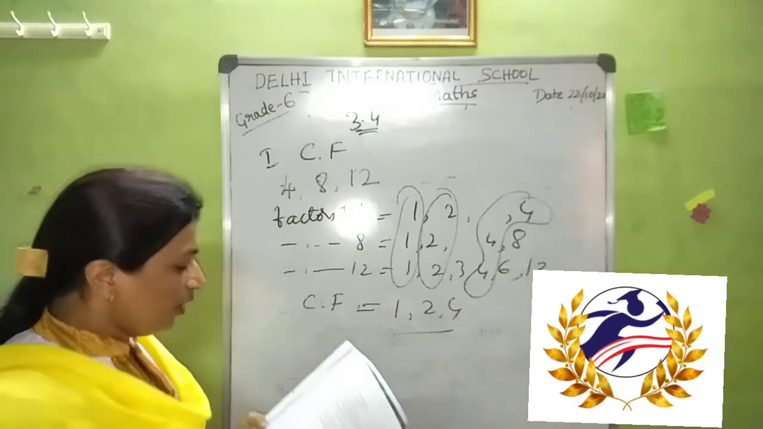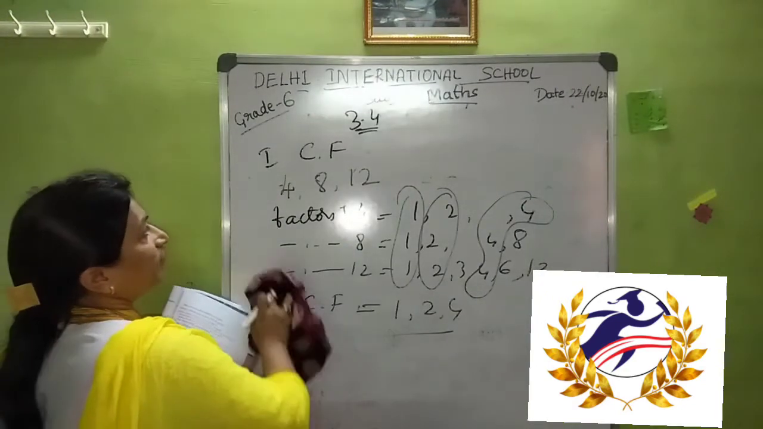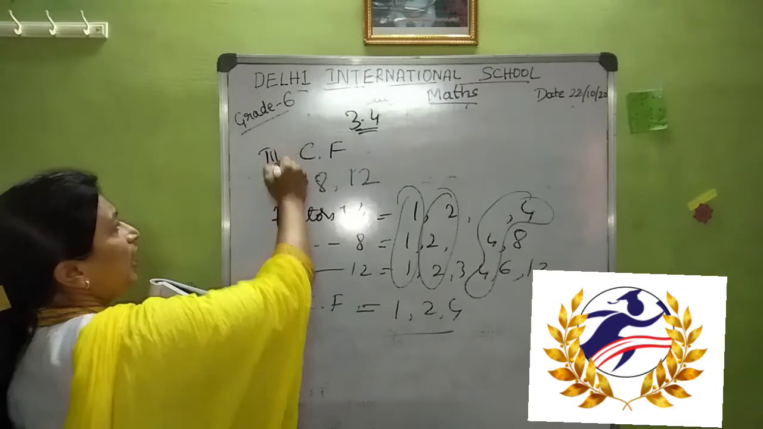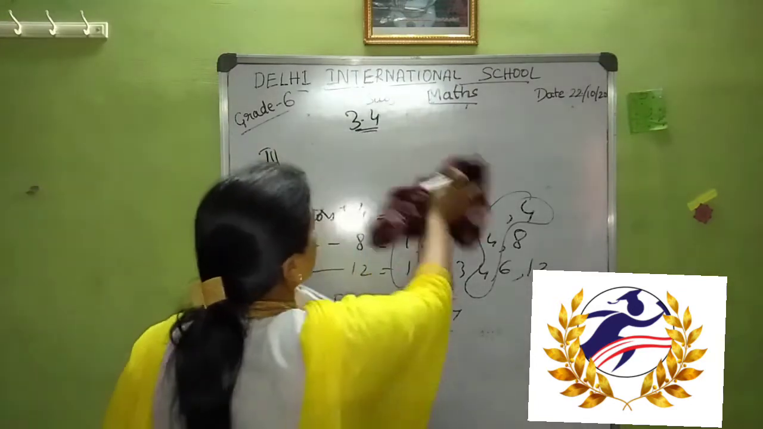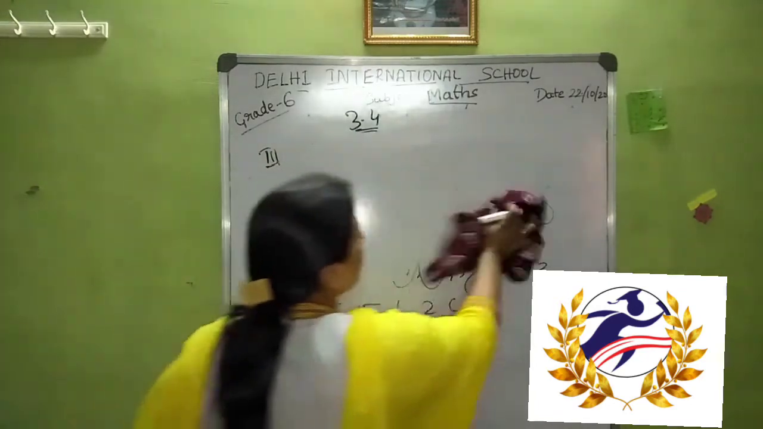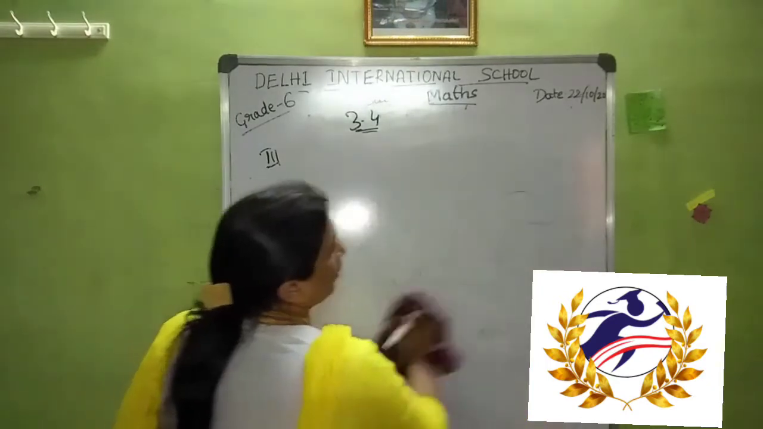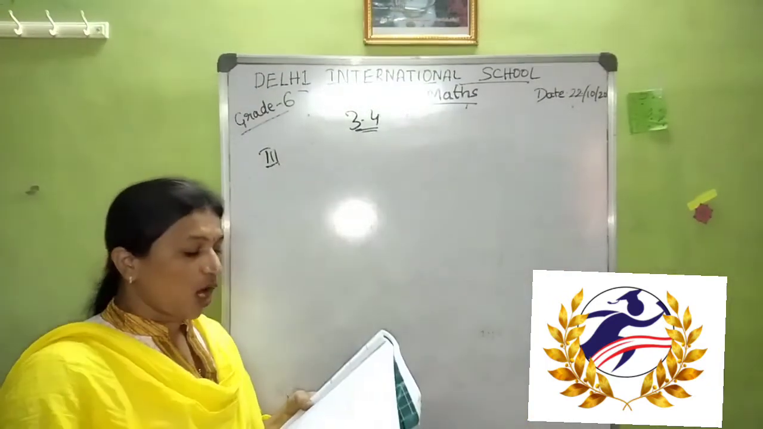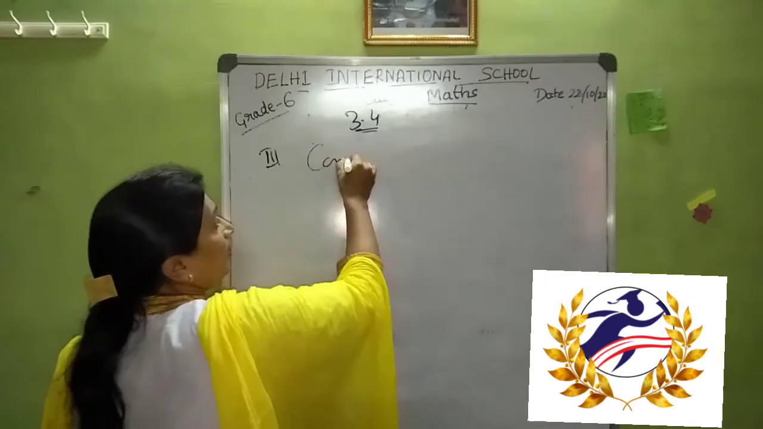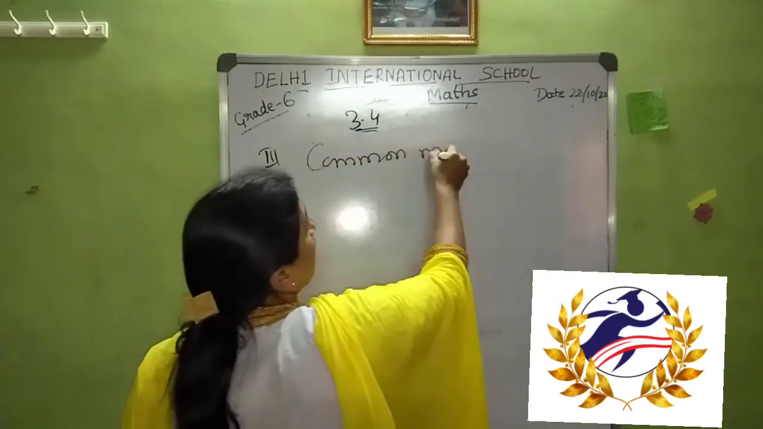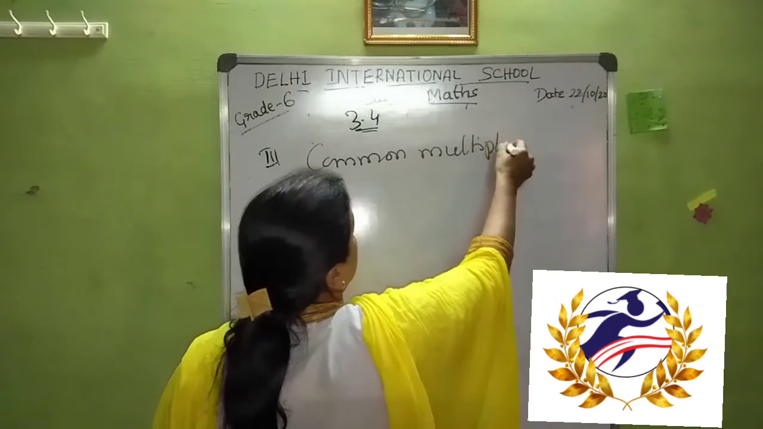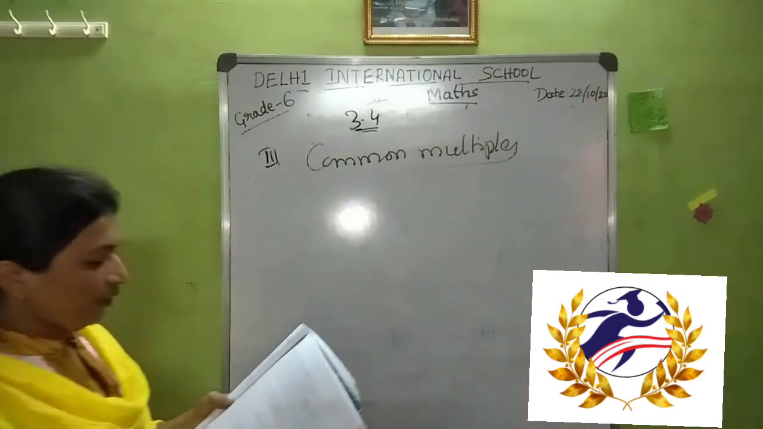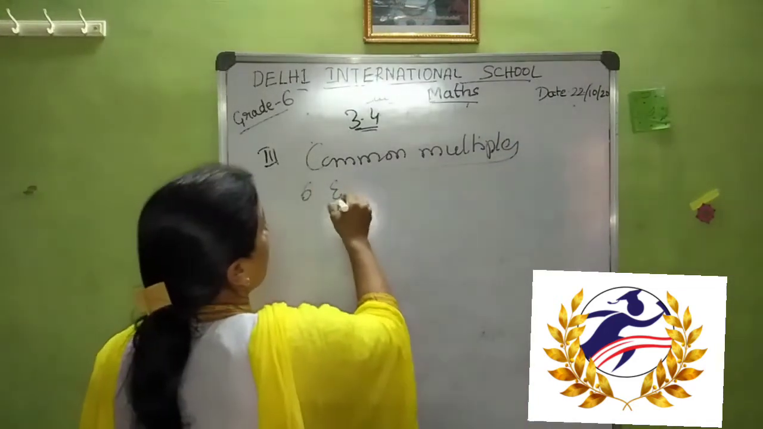Okay, then the third main. This was about the second main. Let us go to the third main. In the third main, they have given: find the first three common multiples of 6 and 8.